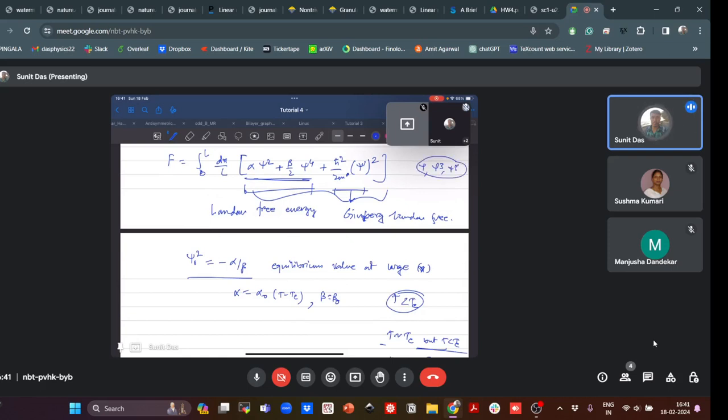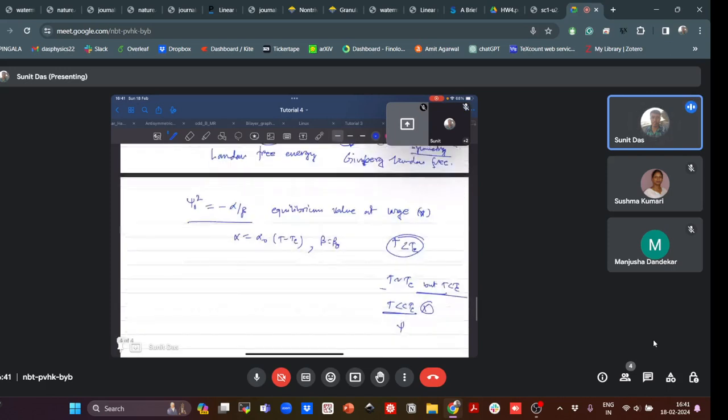This type of term is not considered because the superconducting system has a U1 gauge symmetry. This is a slightly complicated and more advanced thing, which restricts the odd powers of the order parameter, psi cube, psi to the power 5, from being there. So that's why we would never consider psi to the power 3 and 5, and so on.